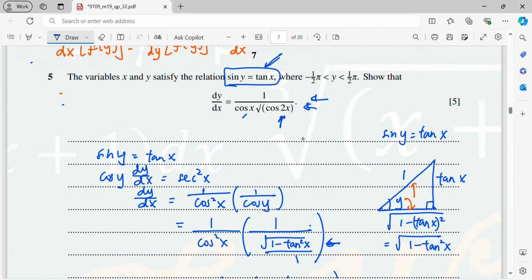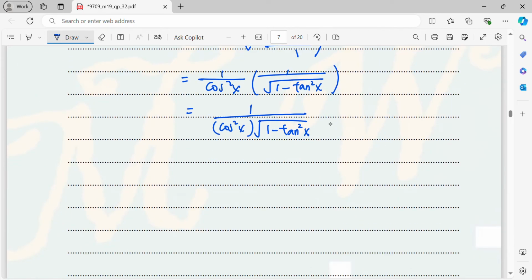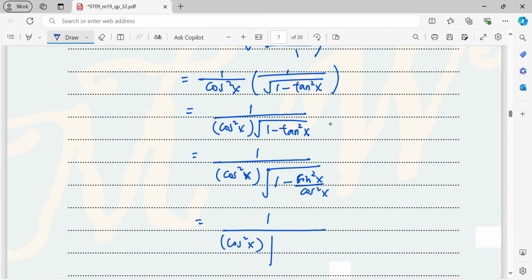Okay, now here we need to get square root of cos 2x. So I already found the square root here. So what to do is the tangent squared, you change to sine and cos, right? So 1 over cos square x, square root of 1 minus sine square x over cos square x. Then this is going to be 1 over cos square x, then square root of, get the same denominator, that is cos square x minus sine square x over cos square x.